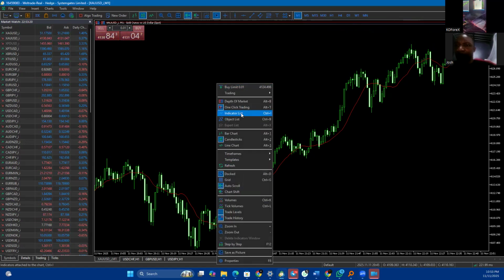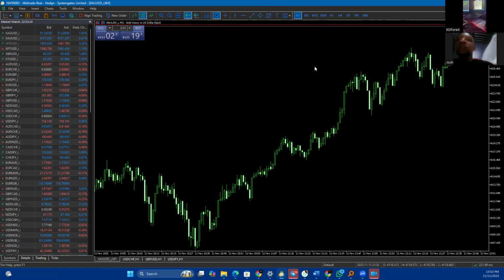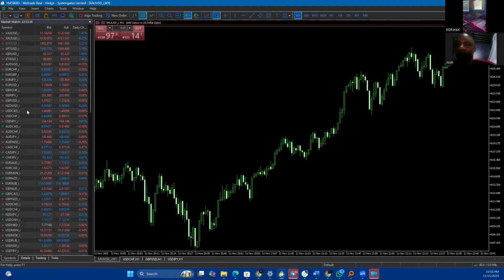So the indicator is moving average. Let me just remove the moving average. All right. So it's a bare chart. The only thing we have is the market watch here, which shows us the assets. So these are the symbols, these are the assets.